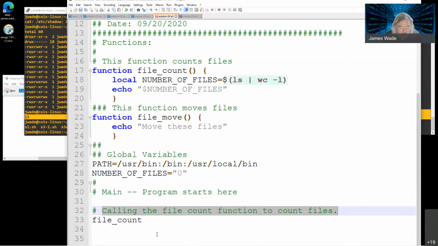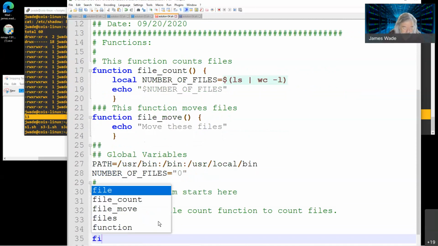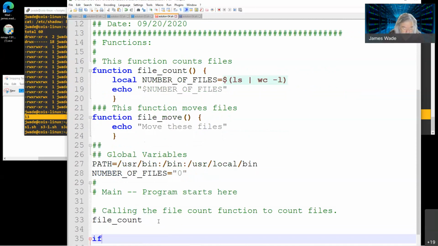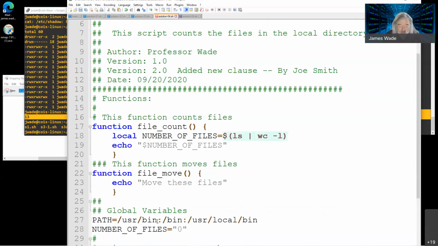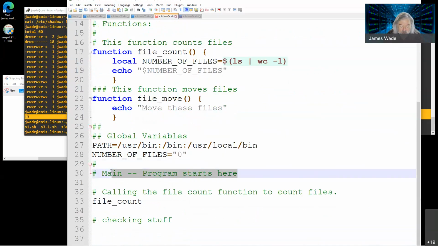And so as you're going down here, if there's an if-then clause down here, you want to, as part of that if-then clause, say why you are doing it. What are you checking for there? Checking stuff. Okay. So try to document some of yours in this fashion. Functions at the top, global variables next, main program starts here. Okay.